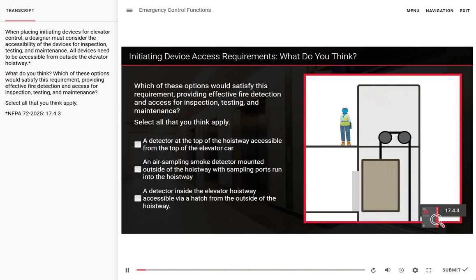When placing initiating devices for elevator control, a designer must consider the accessibility of the devices for inspection, testing, and maintenance. All devices need to be accessible from outside the elevator hoistway. What do you think? Which of these options would satisfy this requirement, providing effective fire detection and access for inspection, testing, and maintenance? Select all that you think apply.